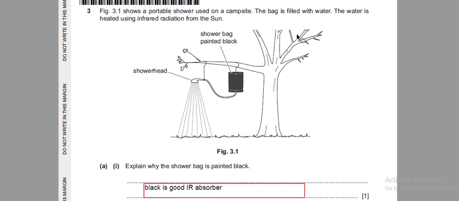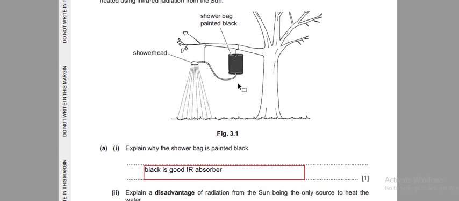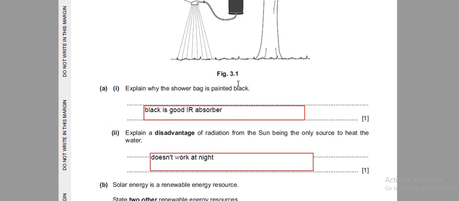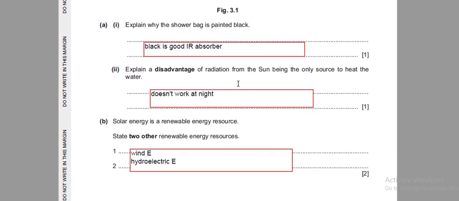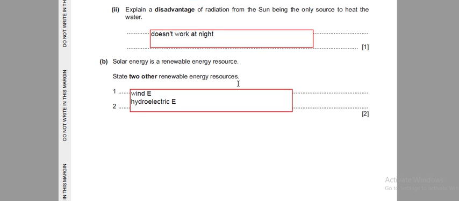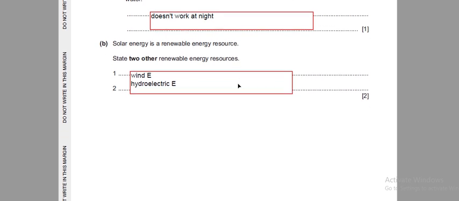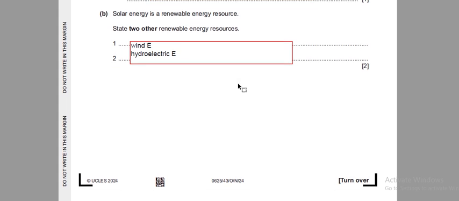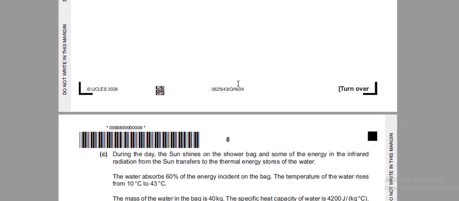Here is a shower bag painted in black. Why in black? Because black is a good IR absorber, or heat absorber. A disadvantage of radiation from the sun being the only source to heat the water is certainly that the sun doesn't work at night. Solar energy is renewable. Mention other two: wind energy and hydroelectric energy.